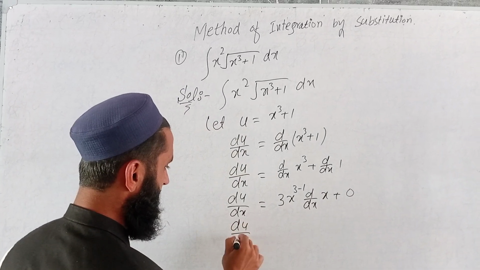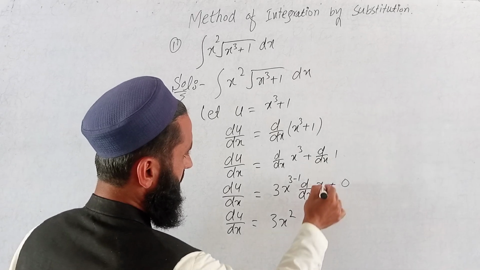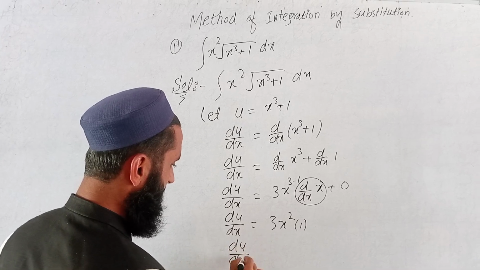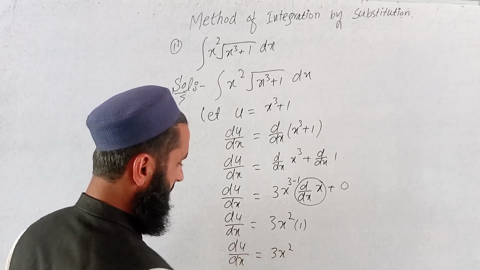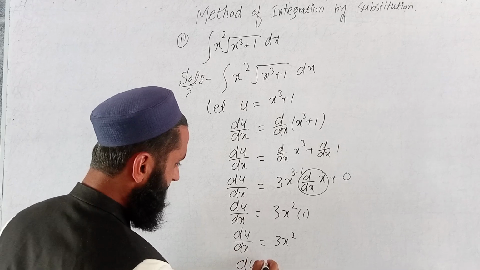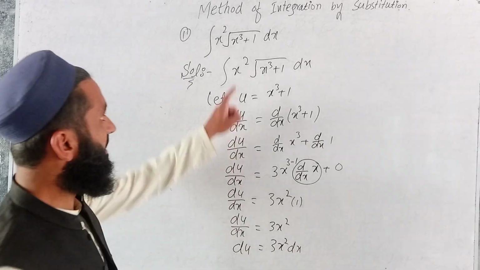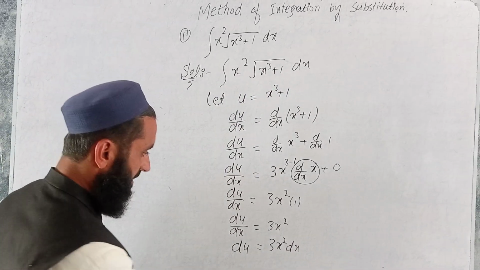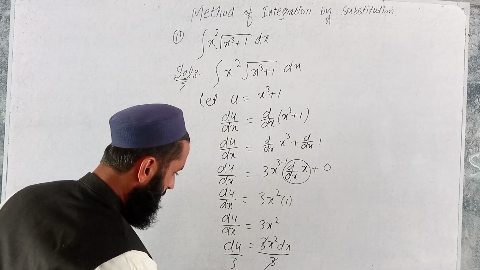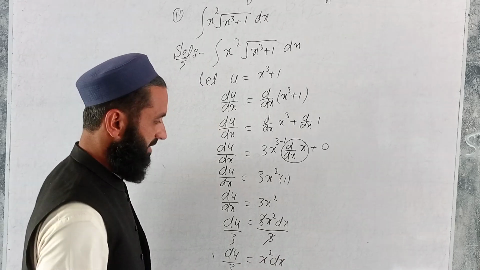So du divided by dx equal to 3x square. Shift dx to the right hand side: du equals 3x square into dx. Because we need x square into dx, divide by 3. So du divided by 3 is equal to x square into dx.